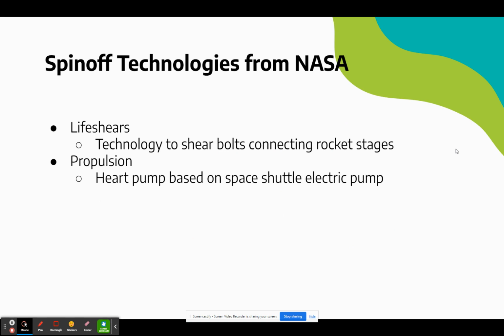In addition to this, we also have what's called life shears. Those are technology to shear bolts connecting rocket stages. This was actually huge with James Webb when they launched it. One of the reasons it was delayed in its launch was because of space junk: when the bolts shear, you then have pieces that are just hanging out in space. So how do we make them small and shear in a way that's not going to cause damage to other pieces? And then also we now have a heart pump that's based on the electric pump used in the space shuttle that's based on propulsion.